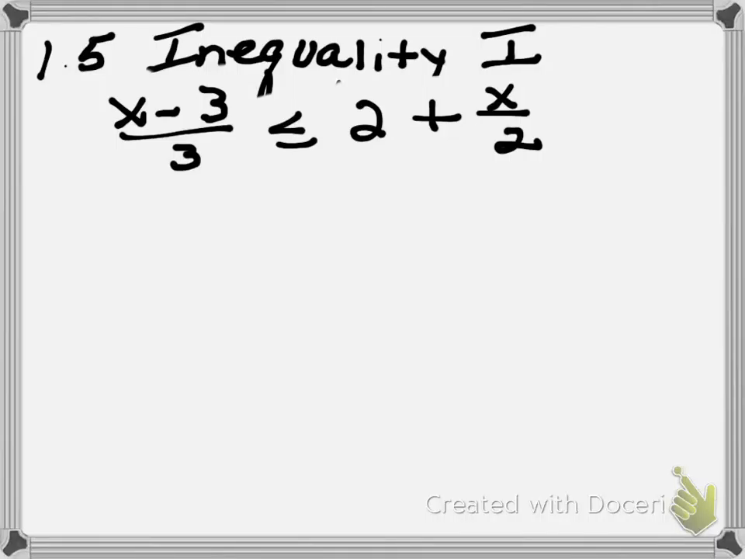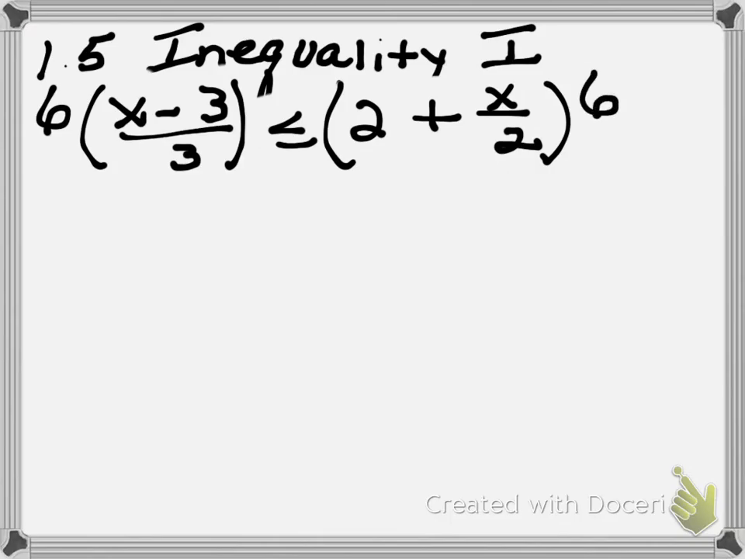I'm going to look at all denominators. I have 3, I have 1, and I have 2. So with all the denominators, I'm going to multiply both sides, all of the quantities on left and right, by the greatest common divisor of the 2. So I'm going to multiply both sides by 3.